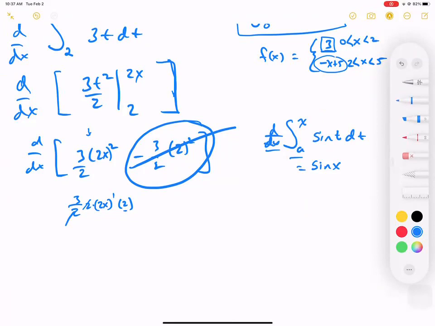Now, why do we need the fundamental theorem of calculus? Because do you always want to take the integral? Sometimes you can't take the integral. We don't know what the integral of that would be. So here is the same exact problem now, except with x squared.